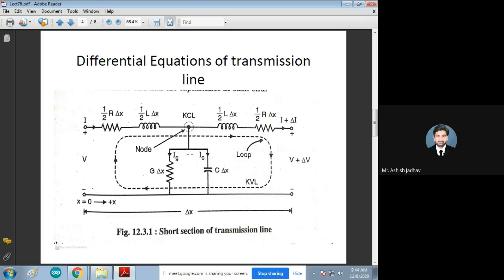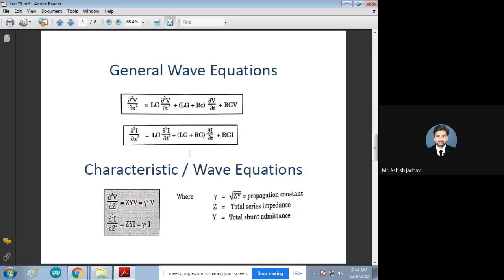Right. So, differential equations of transmission line. I have given you one simplified. These are the generalized wave equations, and at the end of this I told you how to derive this. Right. So, characteristic impedance. Let's keep it in mind. These are the two characteristic impedances. We will derive it shortly.